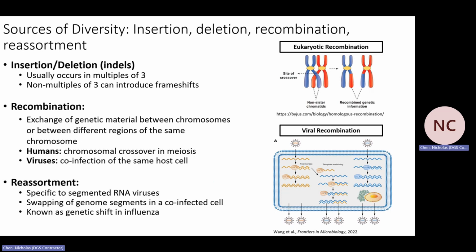In addition to recombination, there is a process specific to segmented RNA viruses referred to as reassortment. This is similar to viral recombination, except rather than swapping non-specific lengths of genetic material, whole segments of the genome are swapped. This process is known as genetic shift in influenza, whereas the accumulation of diversity due to mutations is typically referred to as genetic drift.